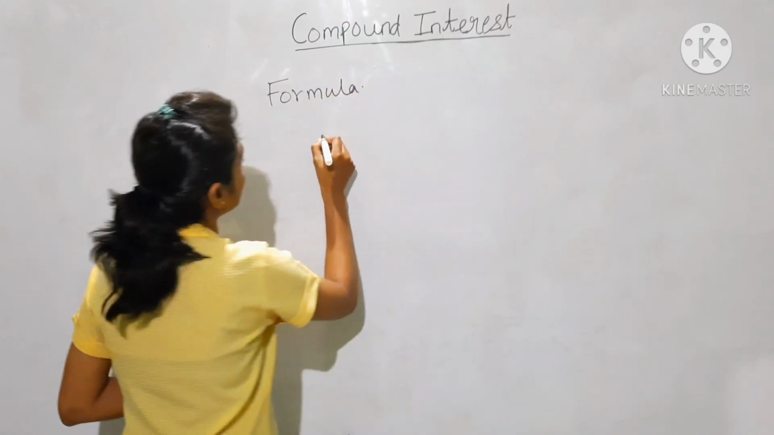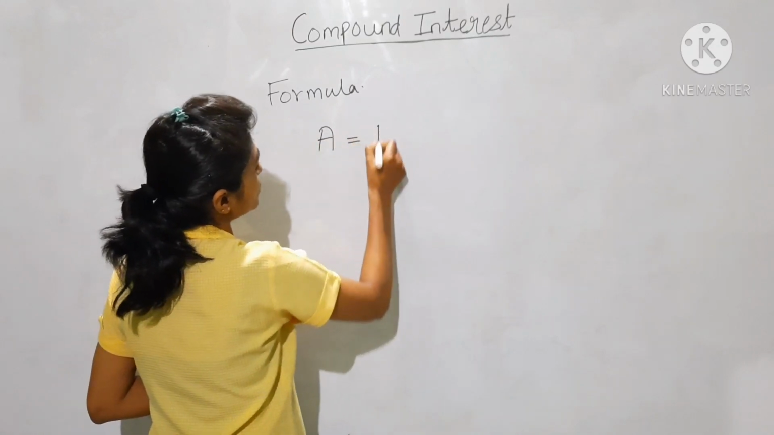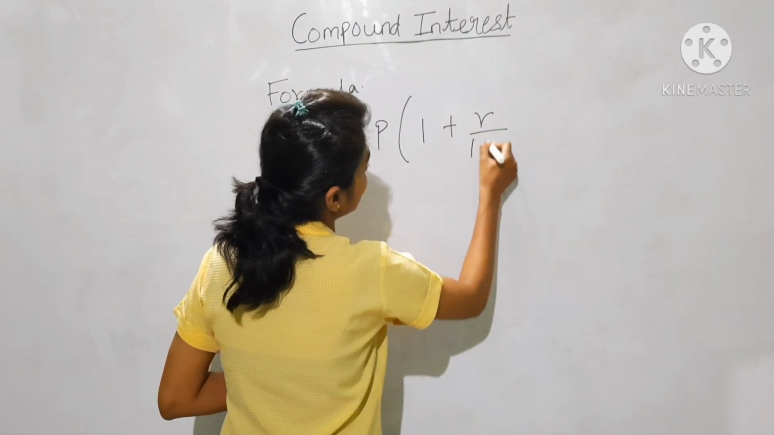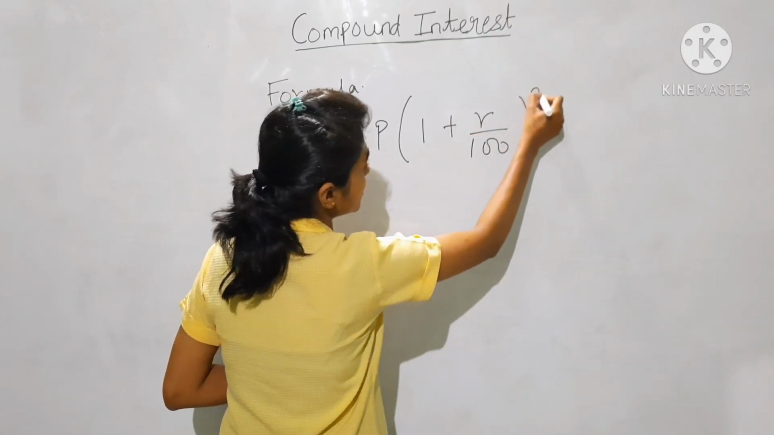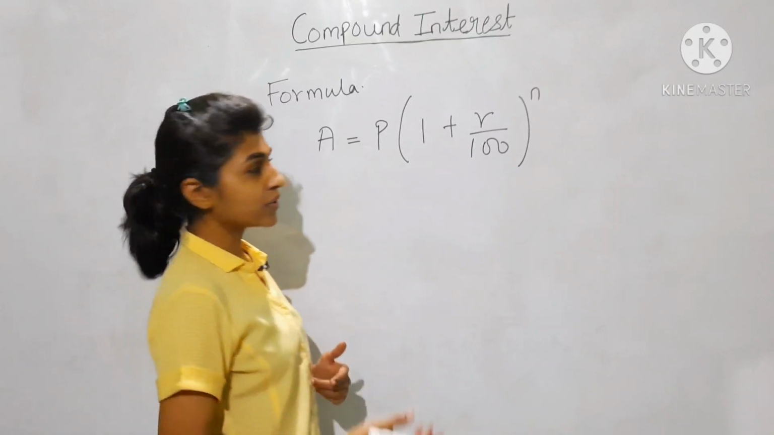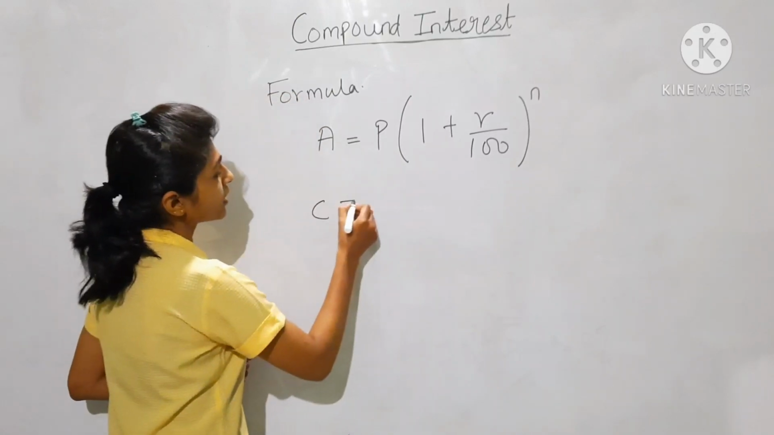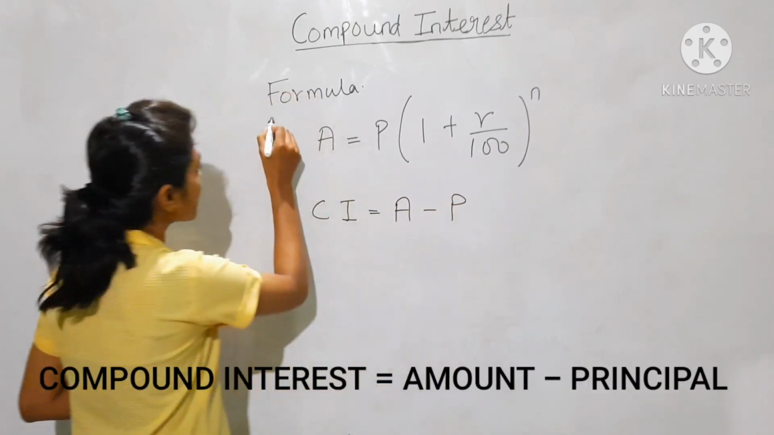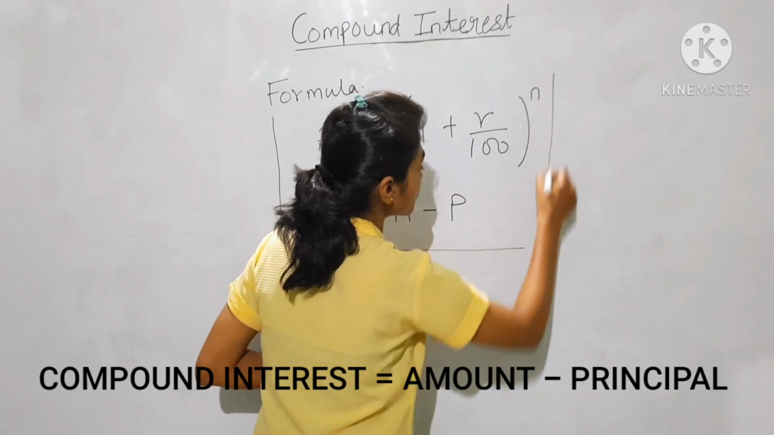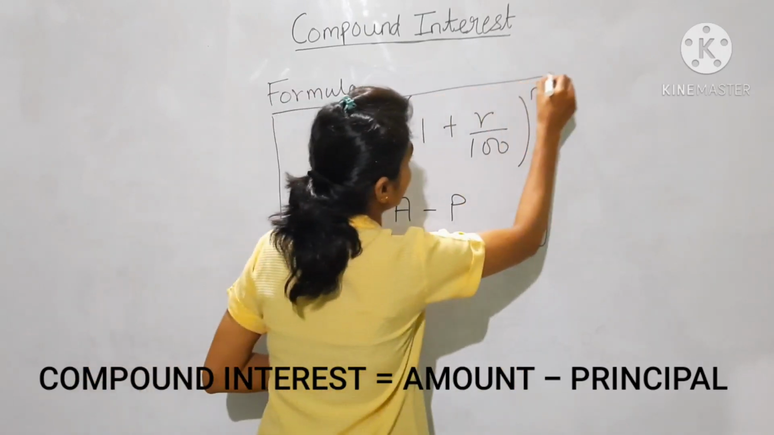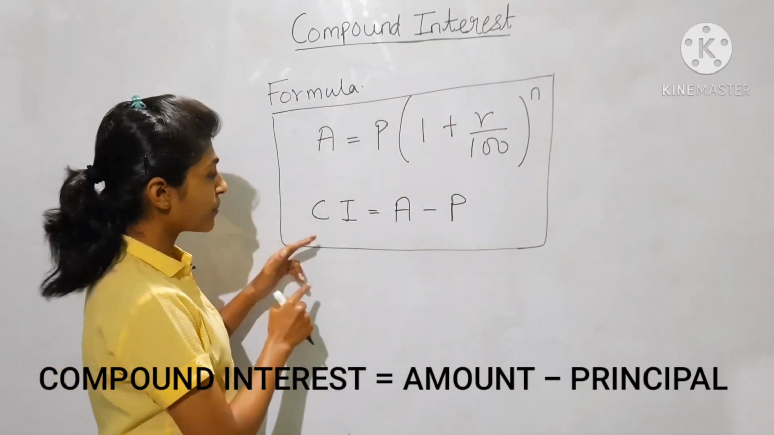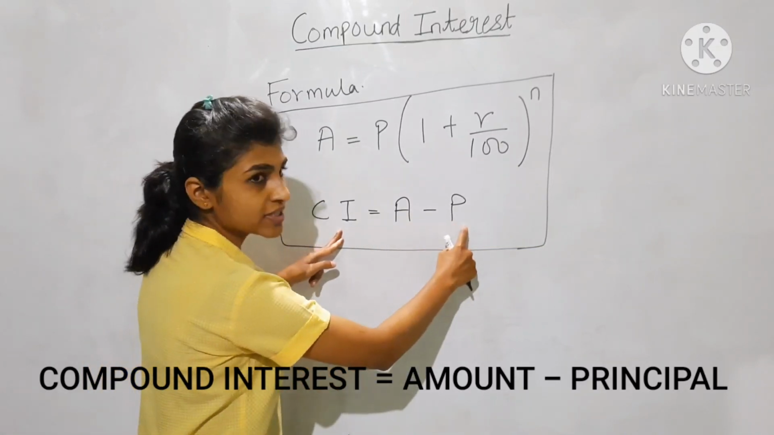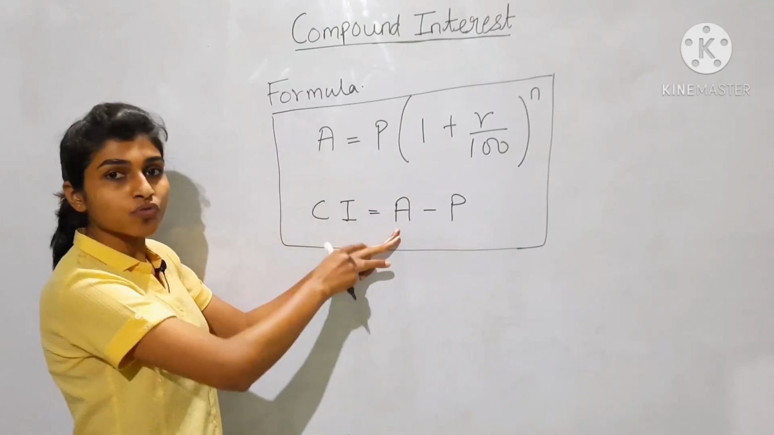Formula: A is equal to P bracket 1 plus R divided by 100 bracket close raised to the power N. Compound interest is equal to A minus P. So we are going to use this formula to find compound interest. So basically the compound interest formula is A minus P, amount minus principal. But first you need to find the amount.